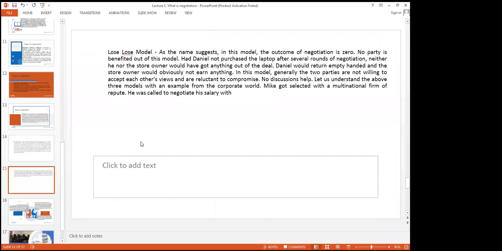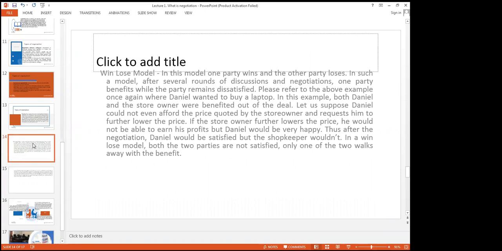Now the other model is the lose-lose model, and we are going to use the same example of Daniel. What do you imagine happens here? Think about what the lose model is, and then we shall look at what it means. We have talked about the win-win model and the win-lose model, so next we can talk about the lose model. Think about it, then we shall pick up in a short while.